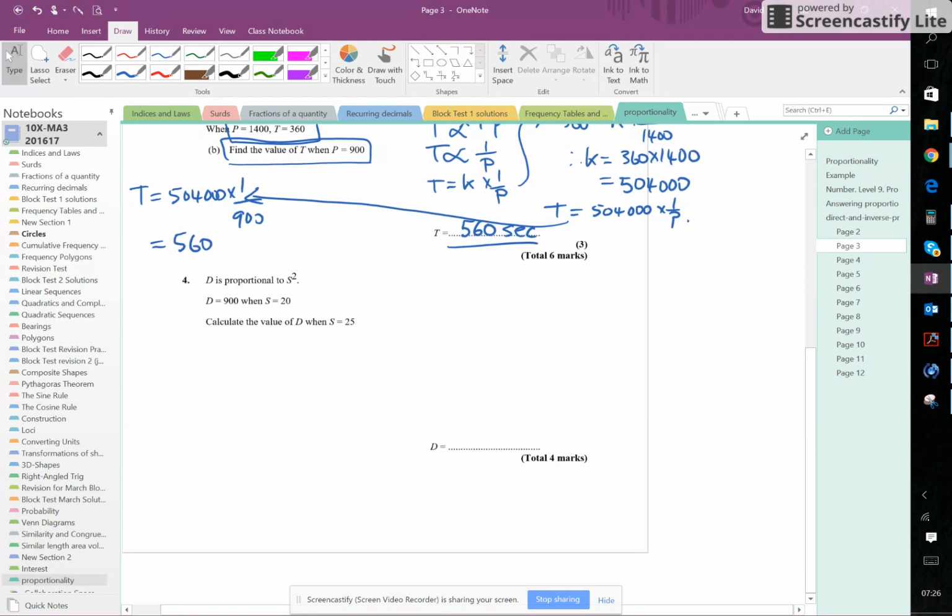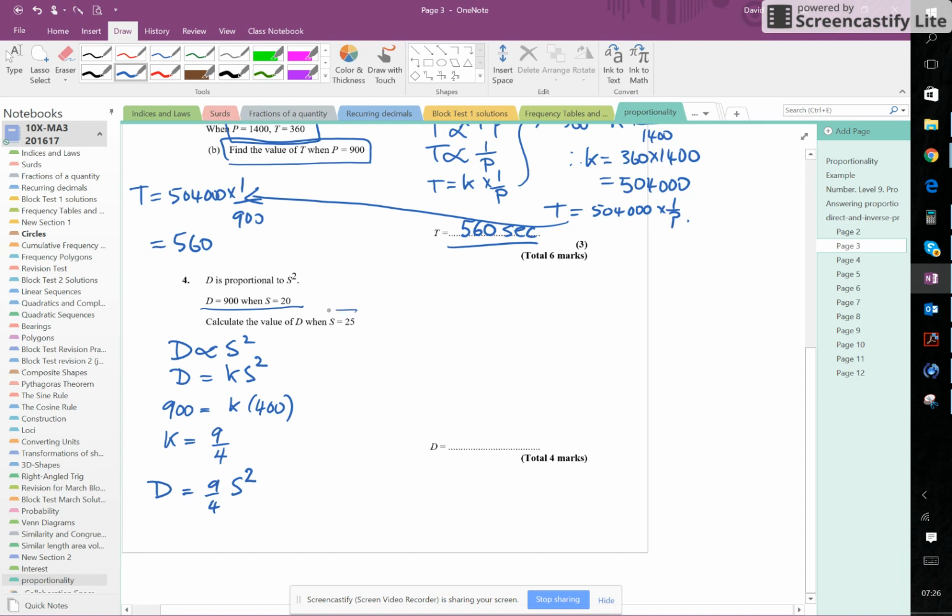Okay, next question. D is proportional to S squared, so we write a proportionality statement. D is proportional to S squared. Introduce the constant. D equals KS squared. Use the data provided, which is here. So we get 900 equals K times 20 squared, which is 400. Divide both sides by 400 to get K. We get 9 over 4. 900 over 400 cancels down to 9 over 4. Once we do that, we substitute K back into here, so we get D equals 9 over 4 S squared.